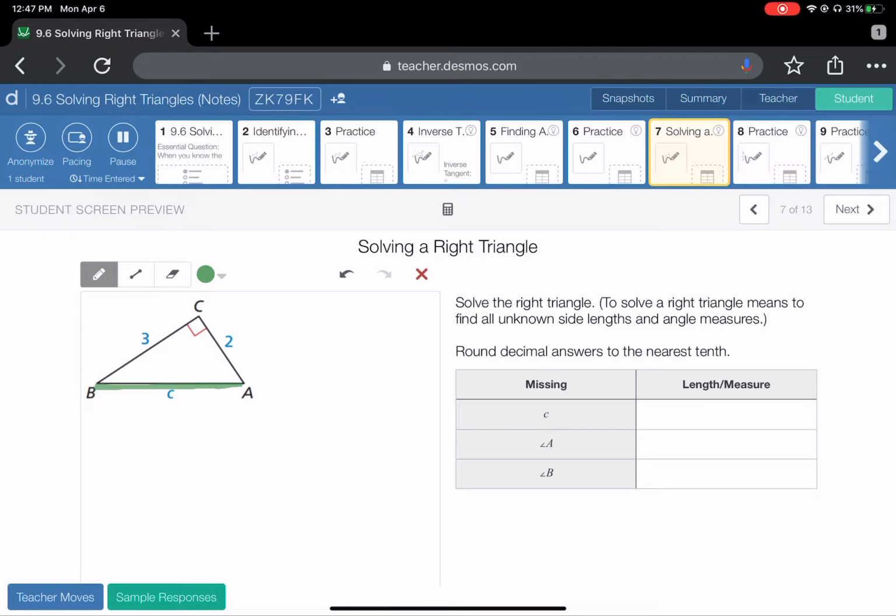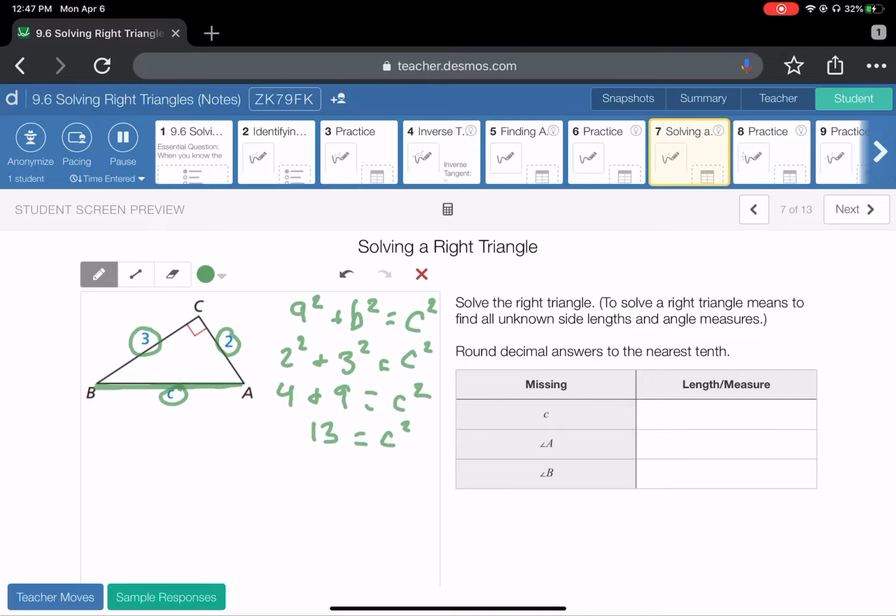Okay, and if we recall from section 1 of chapter 9, the Pythagorean theorem, I can do a squared plus b squared and equal that to our c squared. All right, and then we can continue here by solving it. 4 plus 9 is equal to c squared. That gives us 4 plus 9 is 13.